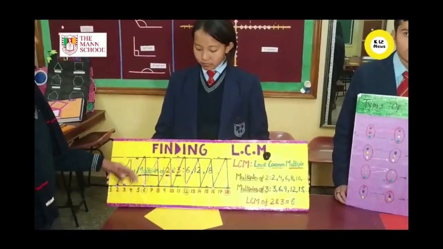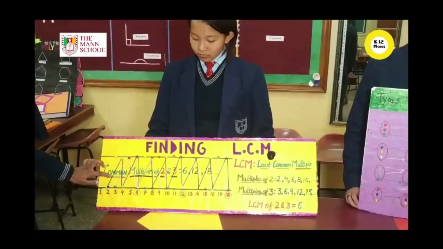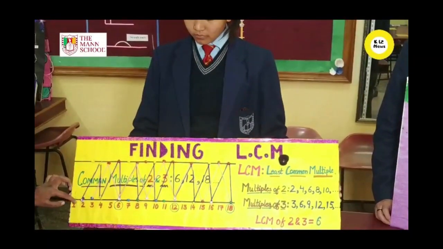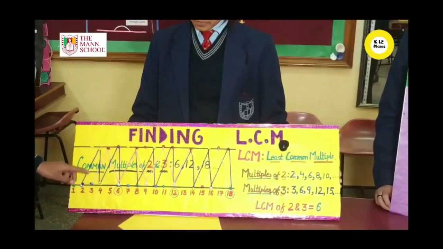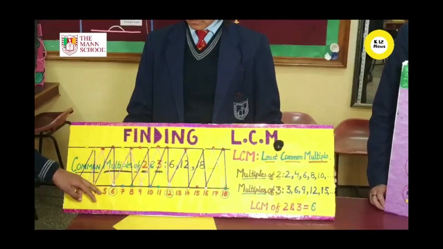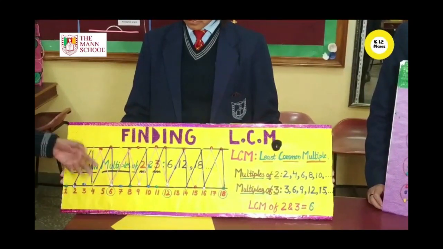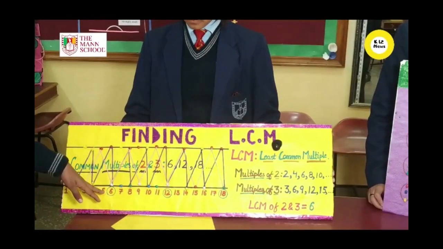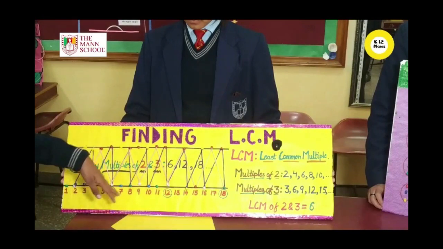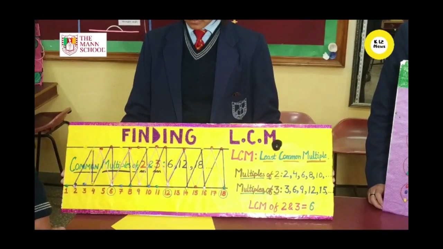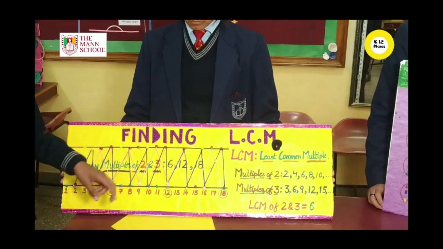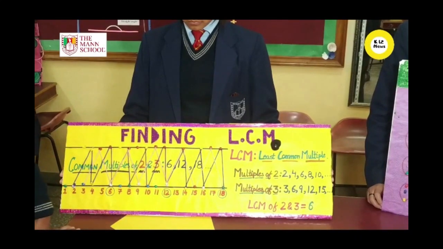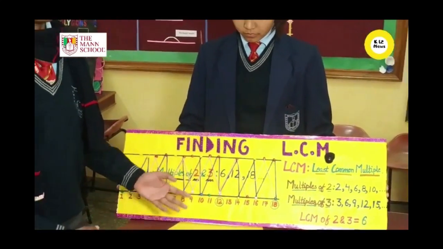It's about finding the LCM. The blue thread represents the multiples of 2, whereas the pink thread represents the multiples of 3. Where the pink and blue threads intersect, it's a common multiple of 2 and 3. So here we can see that the common multiples are 6, 12 and 18 respectively. LCM's full form is least common multiple. So the least number among these three is 6, and the LCM of 2 and 3 is 6.